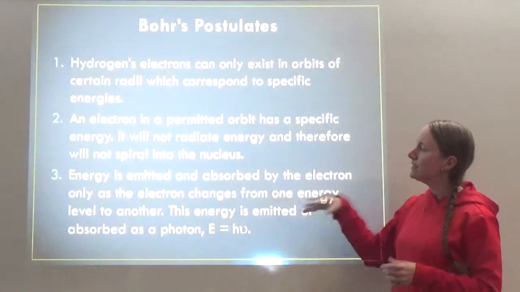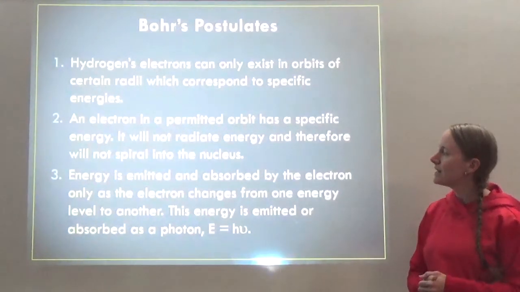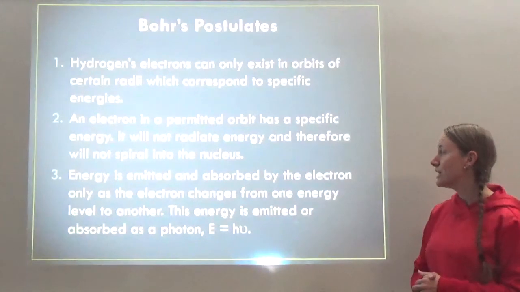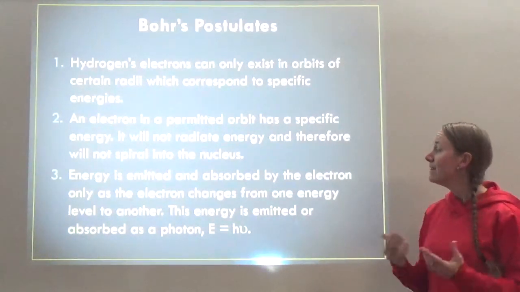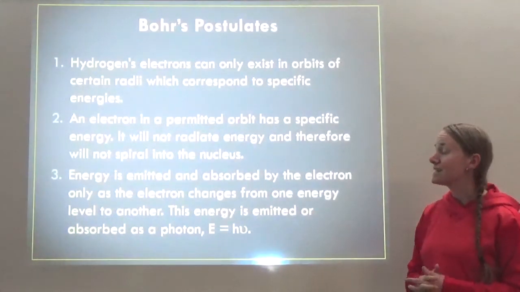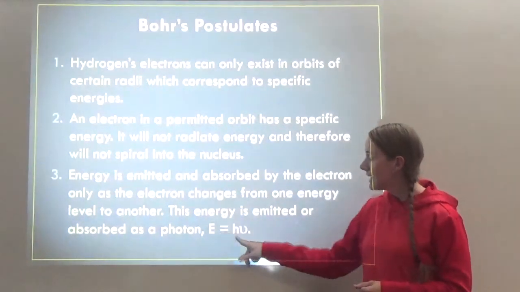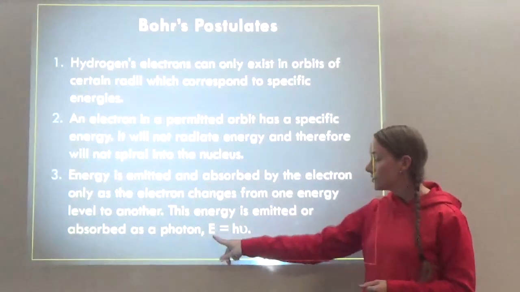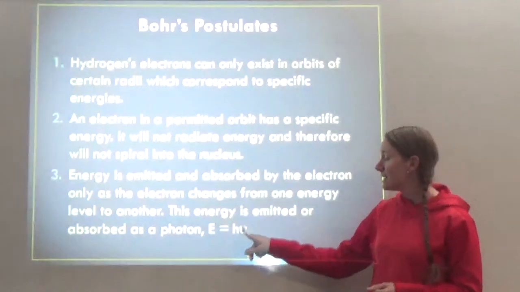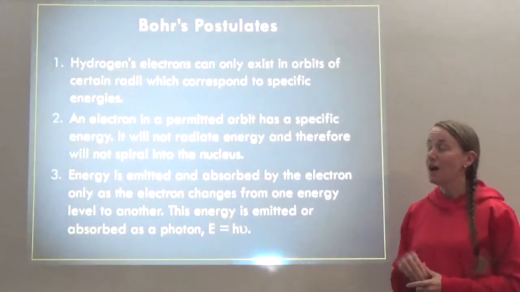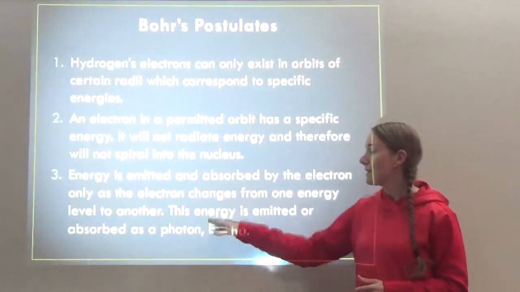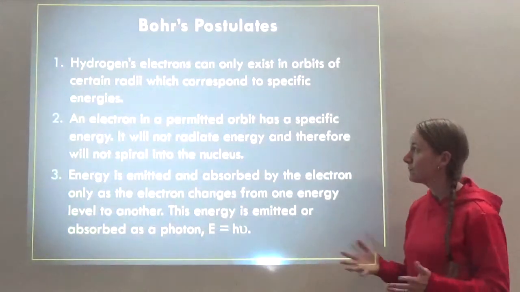And then the third part is energy is emitted or absorbed by the electron only as the electron changes from one energy level to another. The energy is emitted or absorbed as a photon, and then we'll talk about this formula later. E equals h times nu. E is energy, h is Planck's constant, and nu is frequency. So we'll talk about that when we start talking about the wave properties of an electron.